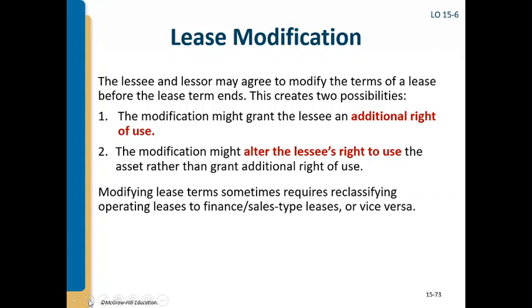Now, the second situation, they're altering the lessee's right to use the asset rather than grant an additional right. In that case, this just means that they're adjusting the original agreement, and they're either adding to or deleting what's been recorded in order to conform to the new terms. It also means that they may have to reclassify from a finance sales type lease to an operating lease or vice versa.